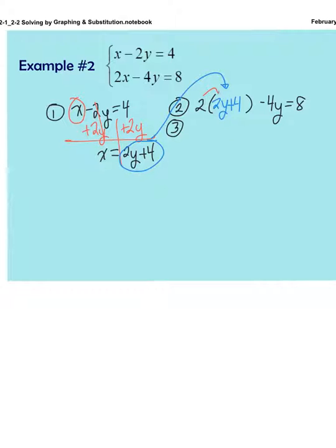So I'm going to distribute that 2. 2 times 2y is 4y. 2 times 4 is 8. Minus 4y equals 8. Oddly enough, a weird thing happens. When you try to collect your like terms, 4y minus 4y, they just cancel out. And you have no more variable terms.